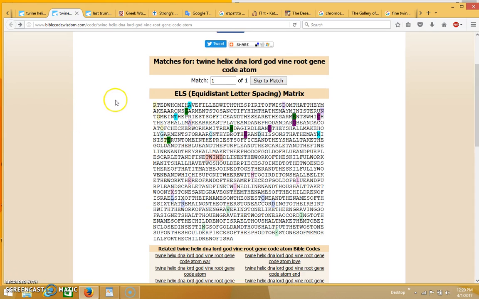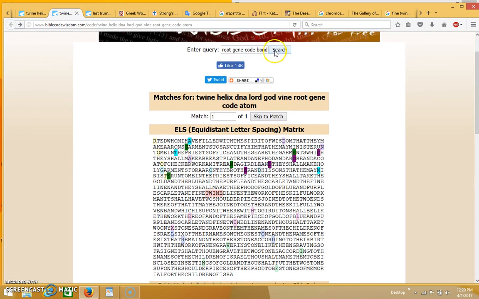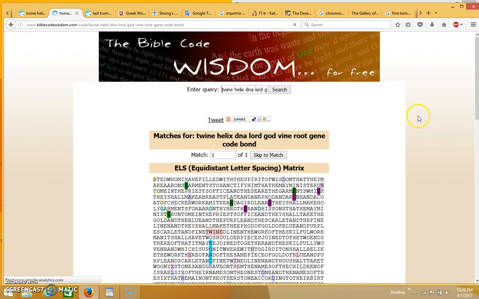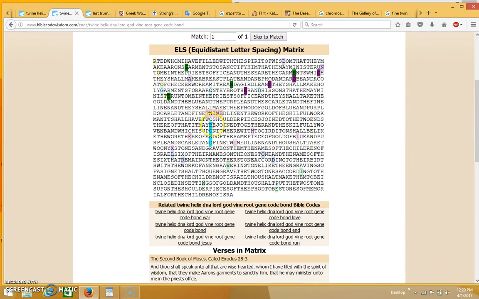And now I just want to show you what happens when you put in the word bond. You can see that it comes up straight up and down, and it's coming up exactly where it says that it may be joined together. That's where you have the word bond going right through the word helix and through the words twine, which means two, and twined means to intertwine two things together, as in the fine twined linen.